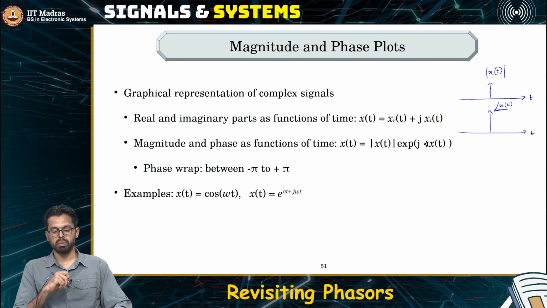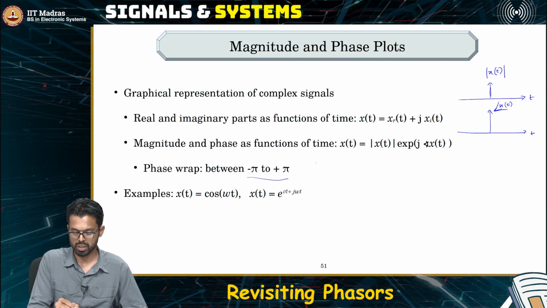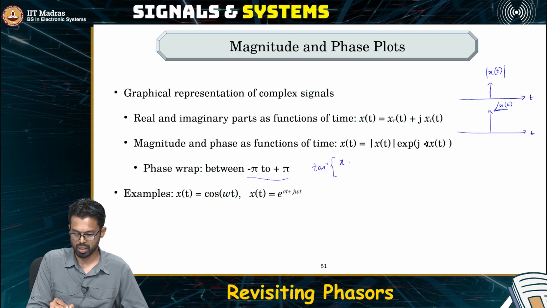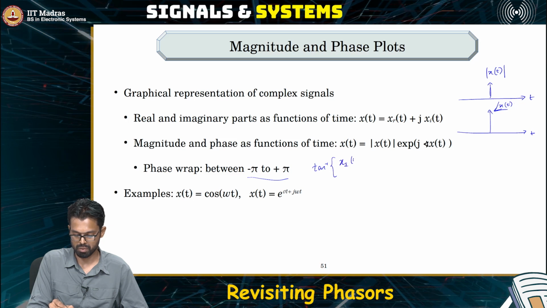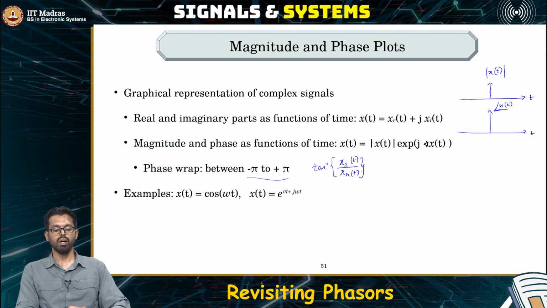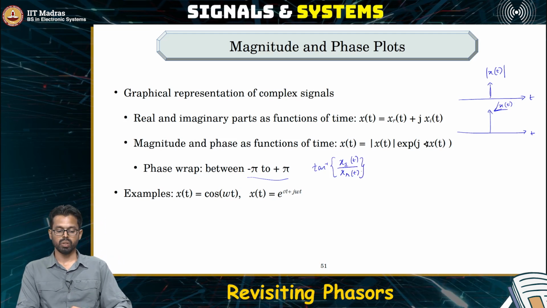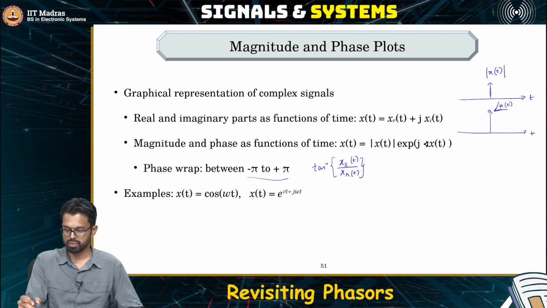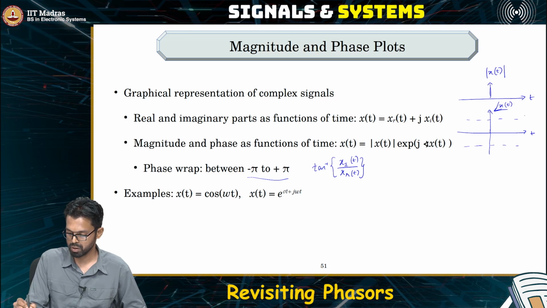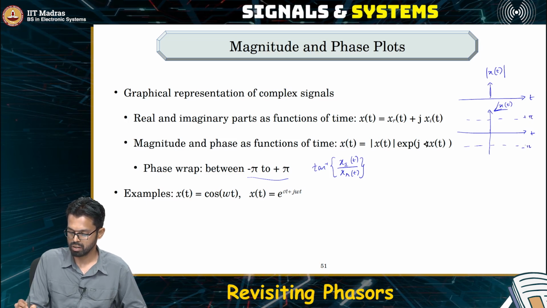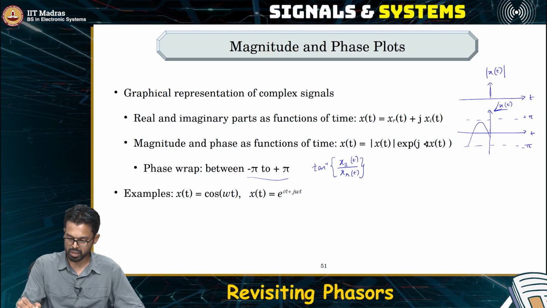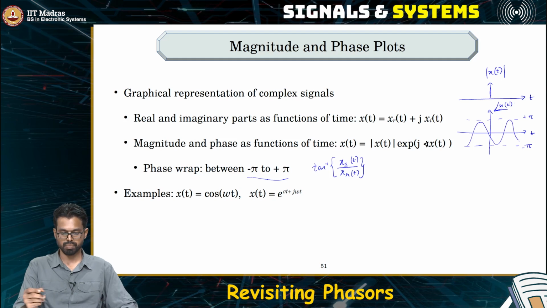One thing that you have to keep in mind is when you try to compute the phase, you will just compute it as tan inverse of x imaginary part of t by x real part of t. This is how you compute the phase. The phase is always going to be between minus pi and plus pi. So the phase is upper bounded by plus pi and lower bounded by minus pi. Whatever we get will be within this region.